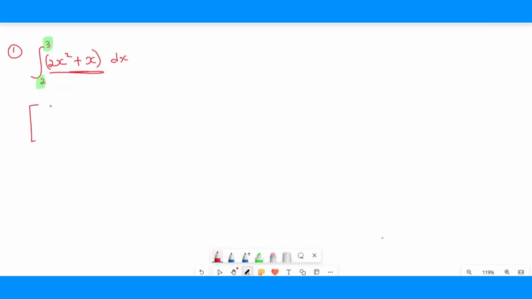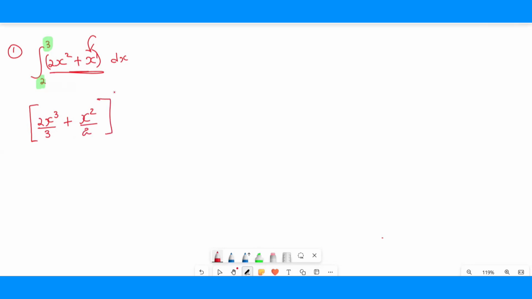So basically, we're looking at integration. And when you integrate, you add 1 to the power. So the 2 will become 2 plus 1, that's 3. We divide by the new power, over 3. Plus x here is the same as x to the first power. So if you add 1 to that, it's going to become x to the second, and you divide by that new power. So you divide by 2.